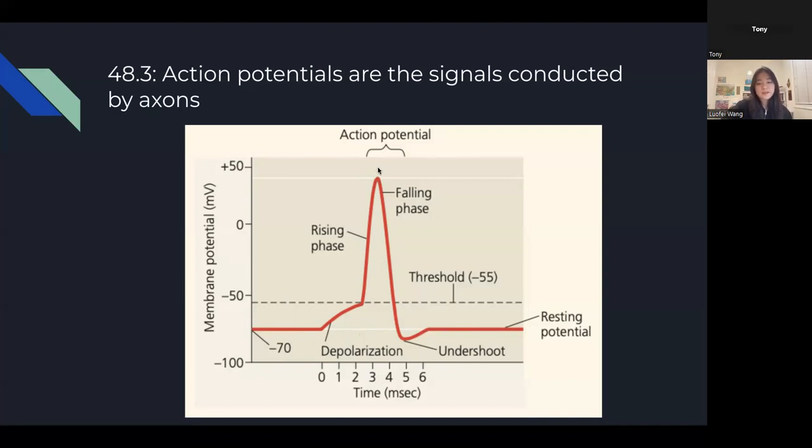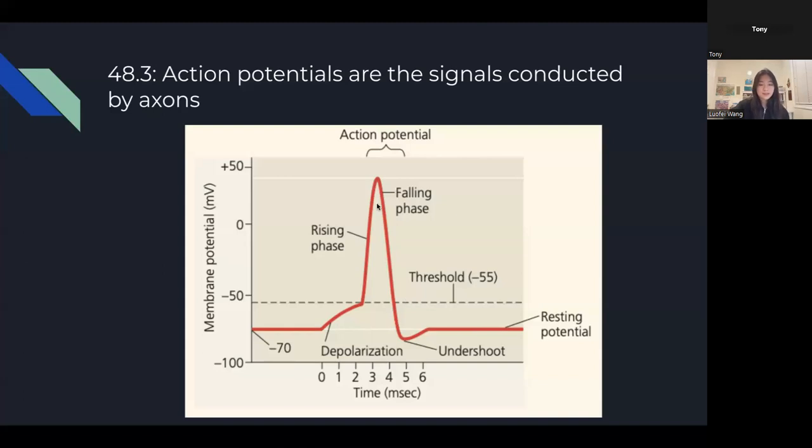You have a rising phase and then your falling phase. And then this coming down part is called hyperpolarization. So during this time, gated potassium channels will open to allow more flow of potassium out of the cell. So then that will make the cell more negative, and that's why it's called hyperpolarization.